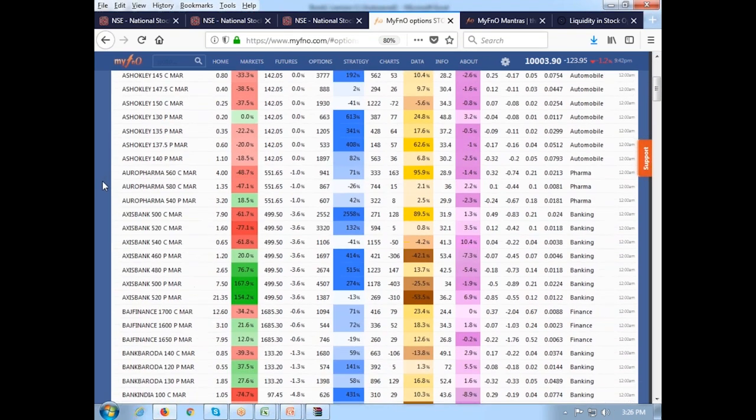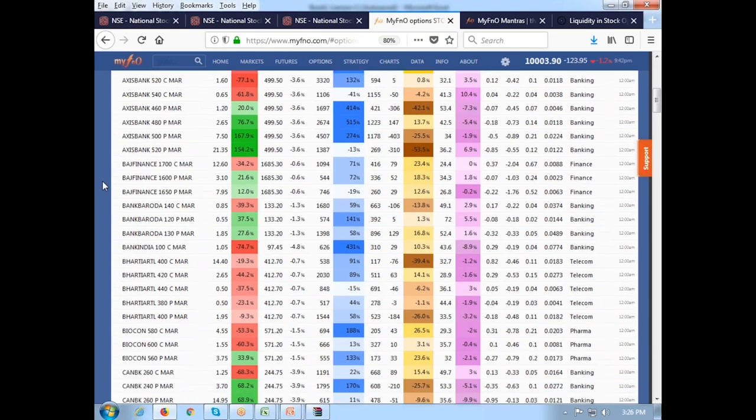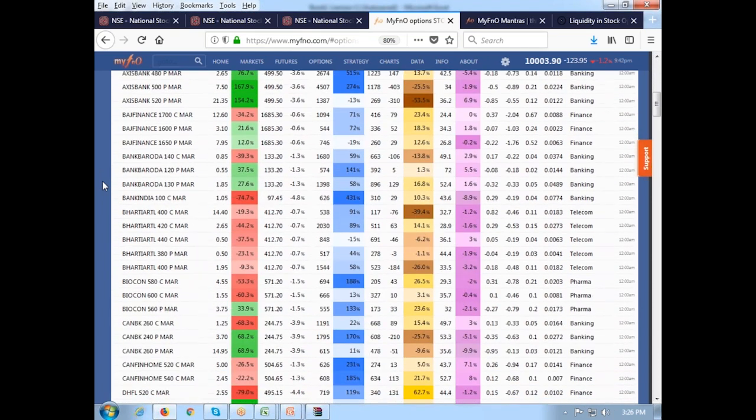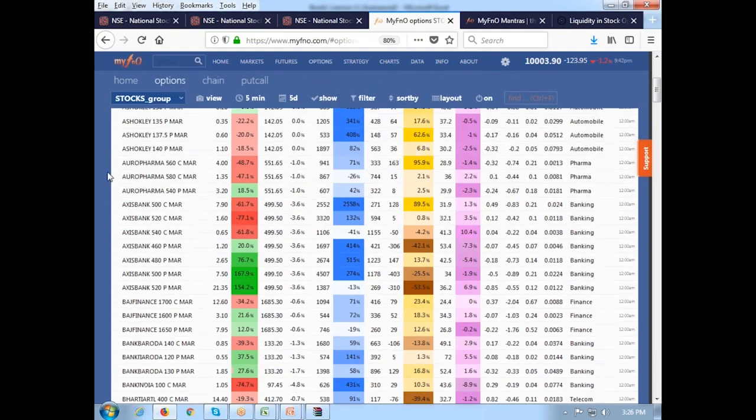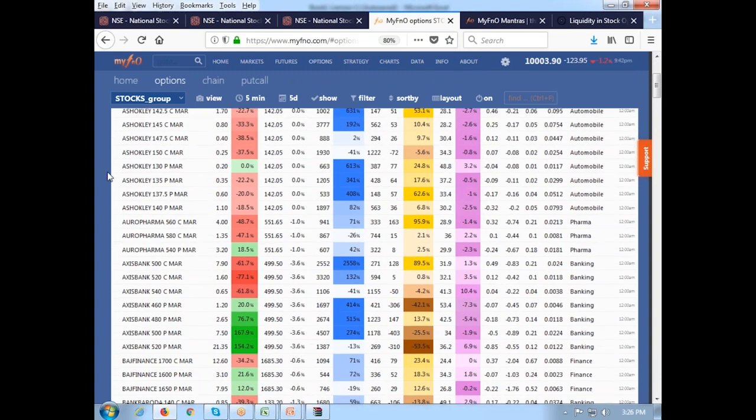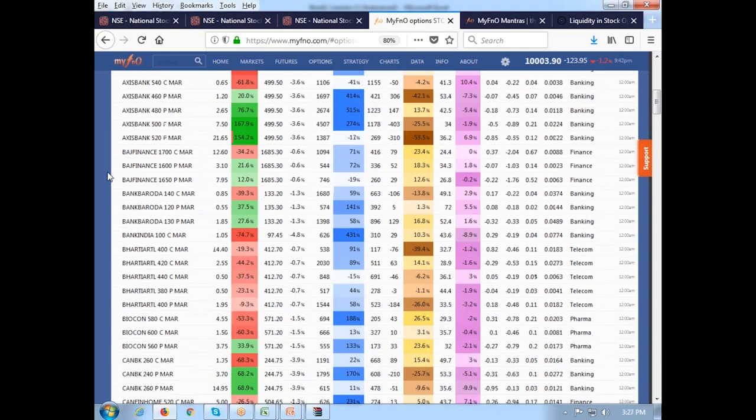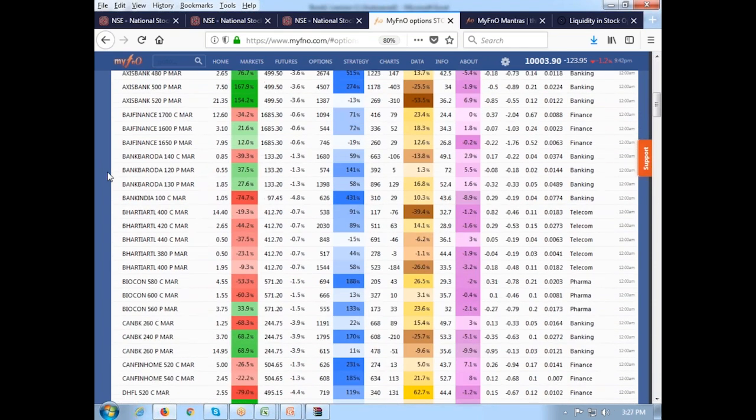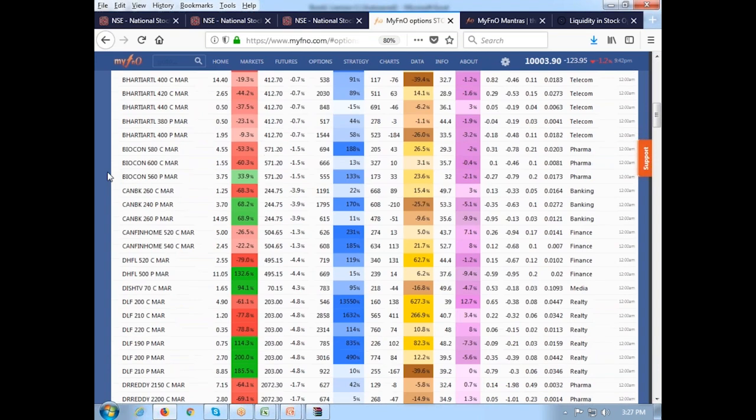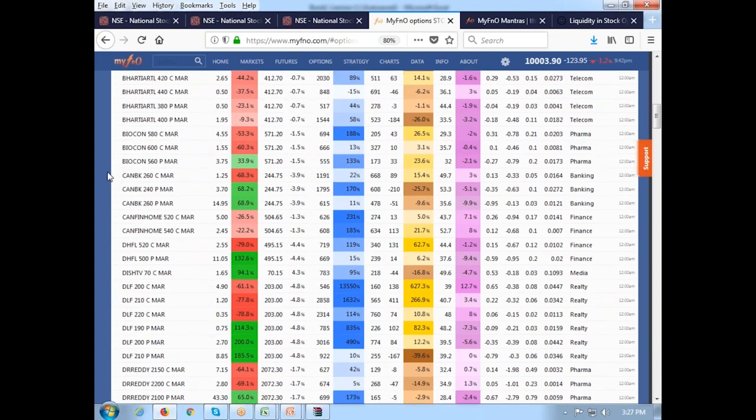Just keep on scrolling and you will find there is Bank Baroda, but there is no Bank of India. There is Axis Bank, there is no Andhra Bank. Andhra Bank is in FNO, but that is not there here. So it is your filters that are going to make it important.